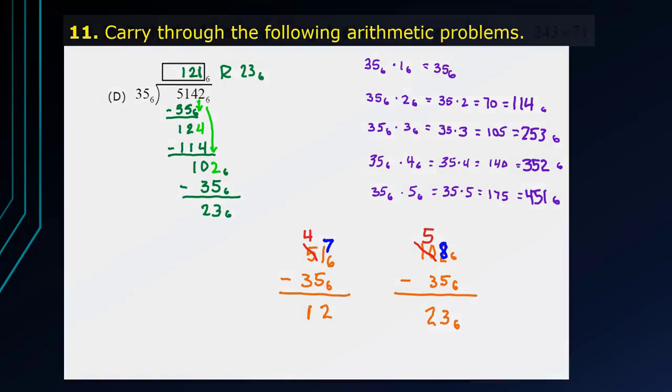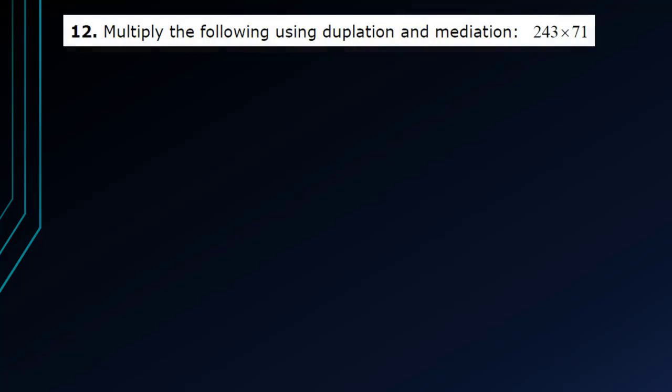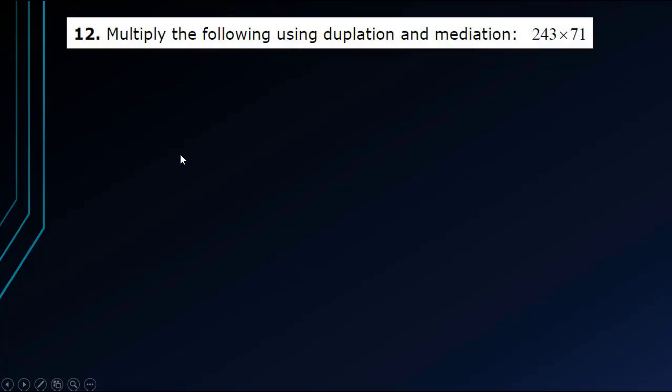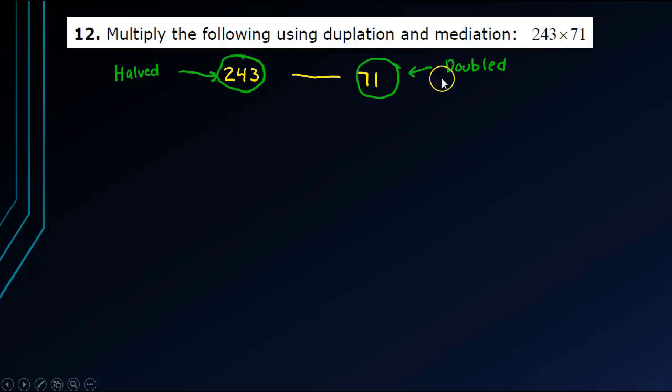On to number 12. For number 12, they want you to use duplication and mediation. It's just a way of carrying through this multiplication. So basically the way it works is, again, you set this up with the left-hand number and the right-hand number. The left-hand number, you're going to be cutting in half each time. And the right-hand number, you're going to be doubling each time. And you keep doing that, and you ignore the remainder until you get down to 1 for this.